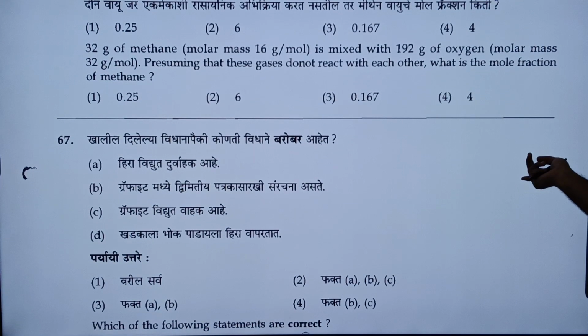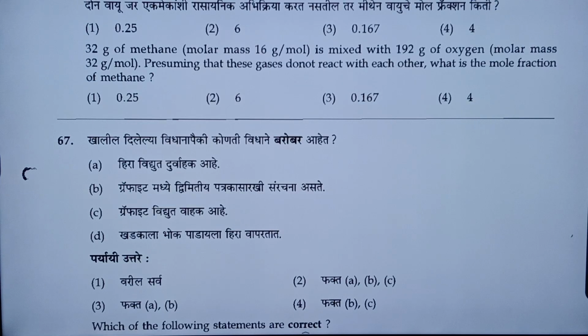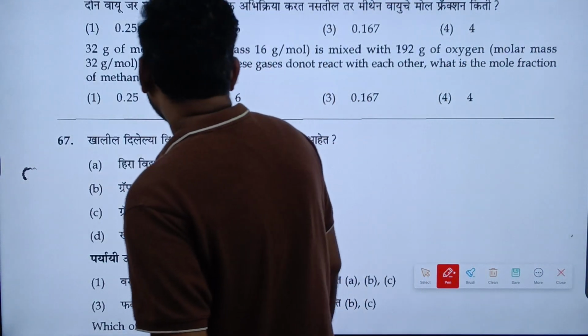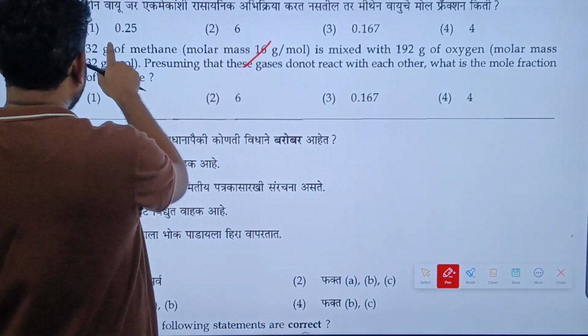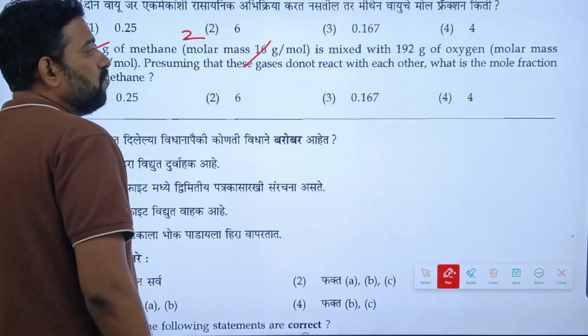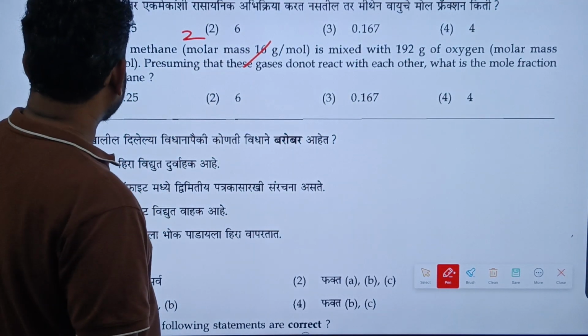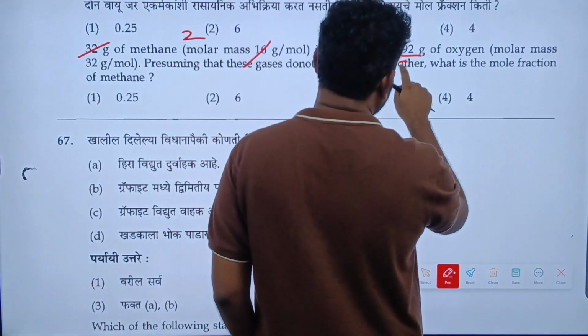32 gram of methane is mixed with 192 gram of oxygen. Presuming that these gases do not react with each other, what is the mole fraction of methane? You have to calculate mole fraction here. 32 gram of methane, molar mass 16. So 32 divided by 16, you get 2. 192 gram of oxygen, molar mass is given 32. 192 divided by 32.